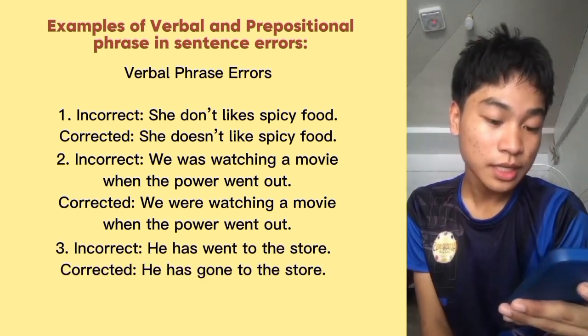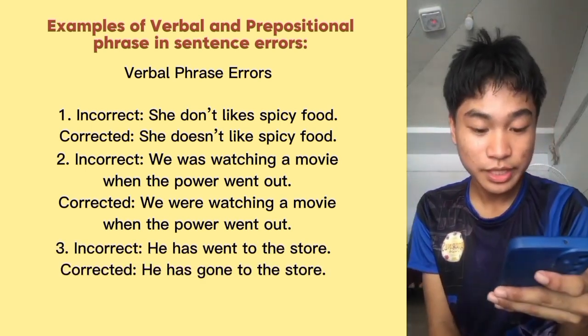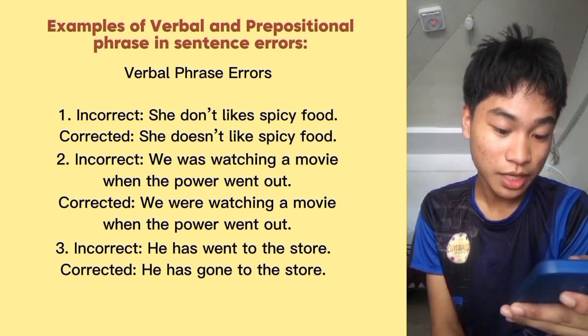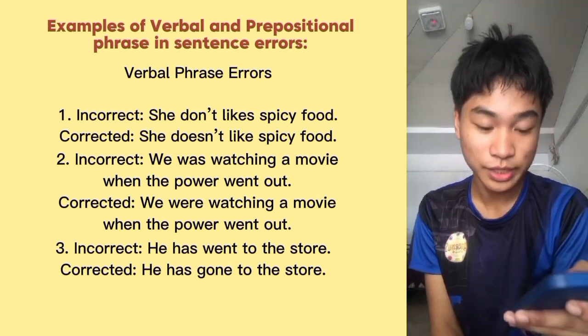Number 3, the phrase "he has went to the store" is incorrect. The correct phrase is "he has gone to the store." In the present perfect tense, we must use "gone," so the correct sentence is "he has gone to the store."